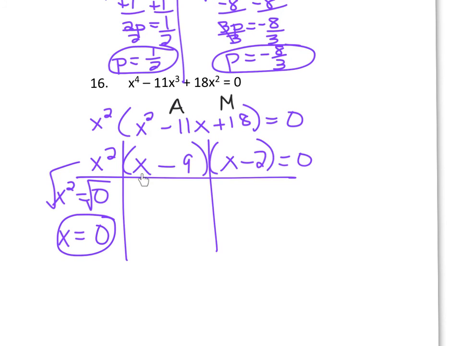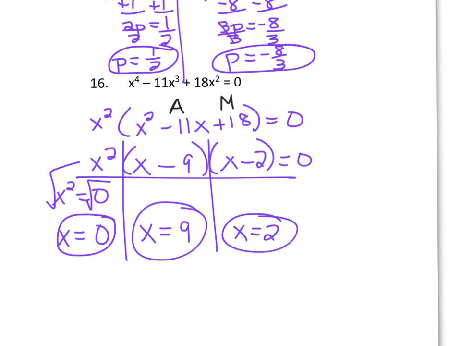So now let's do the shortcut. If we set this factor equal to 0 and solve, you're going to wind up with the opposite sign of what we see here. So we're going to wind up with x equals positive 9. Same thing over here. If this says x minus 2, we're going to wind up with x equals positive 2. So really you're just switching the sign.